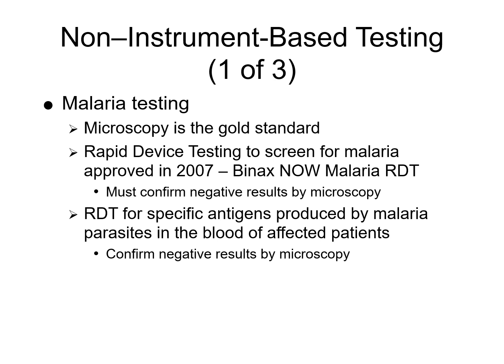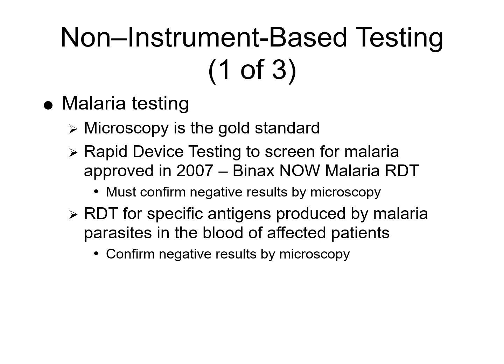Just some examples of non-instrument based testing. So we have malaria testing. Really, the gold standard method for malaria testing is microscopy. This would be an examination of the blood smear under a microscope. This is once again considered the gold standard for malaria detection, and it provides information on the presence of malaria parasites, the parasite species, and the parasite density.